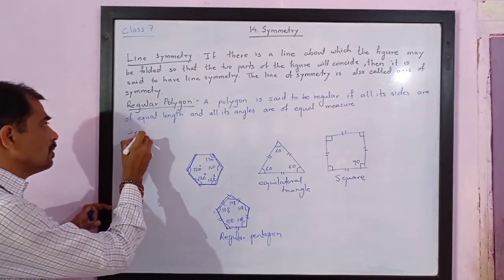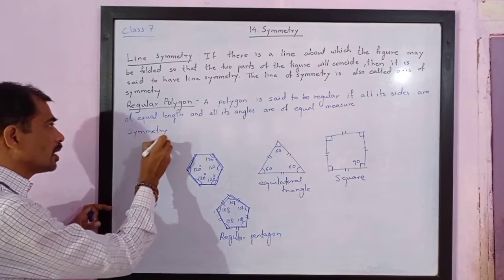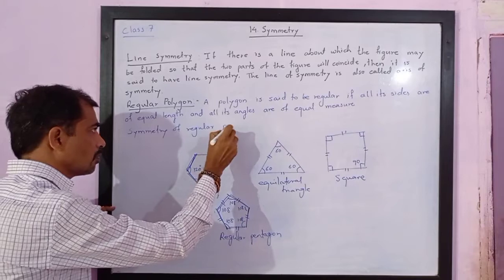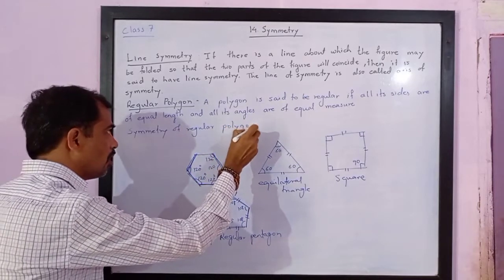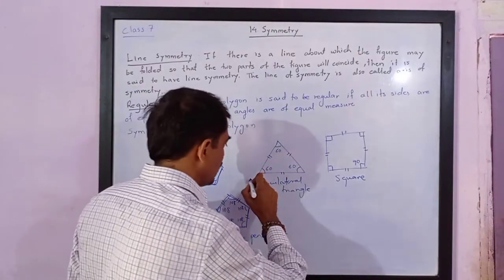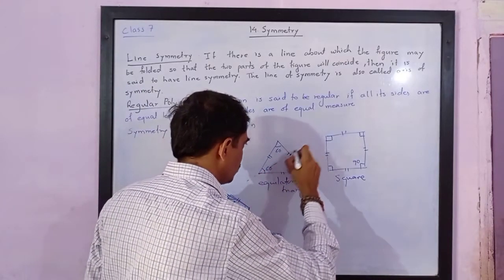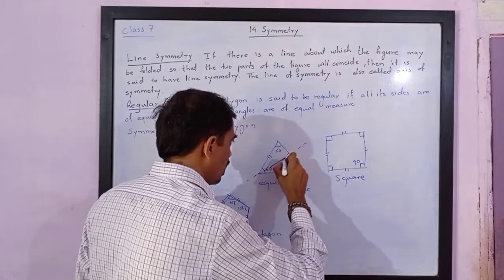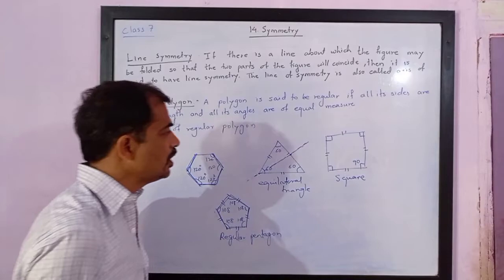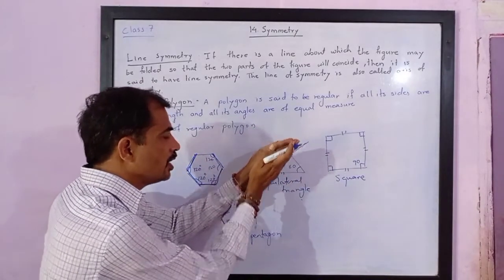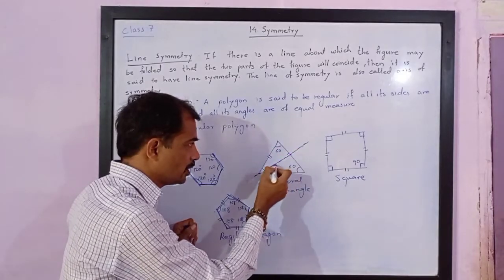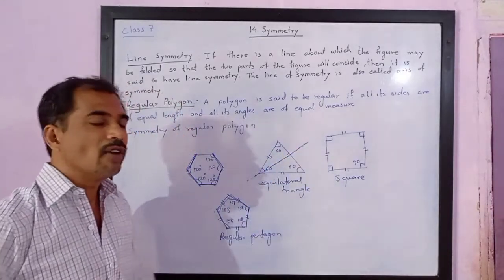We are going to study the symmetry of regular polygons. Next point is symmetry of regular polygon, or you can say line symmetry of regular polygon. Now, if I draw an imaginary line through the triangle like this, watch carefully. If I draw a line through one of the vertices and the center point of the opposite side, you will notice if it is folded, all parts will exactly match. This part will exactly match with this part. It means this is a line of symmetry.